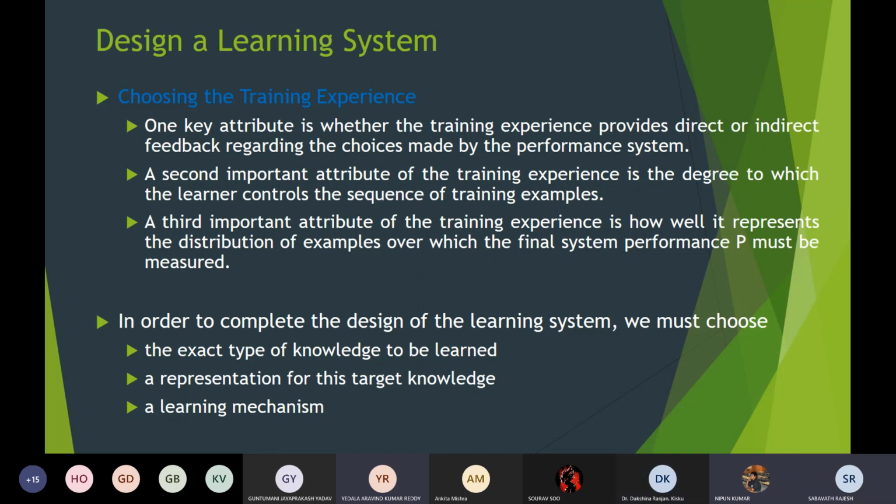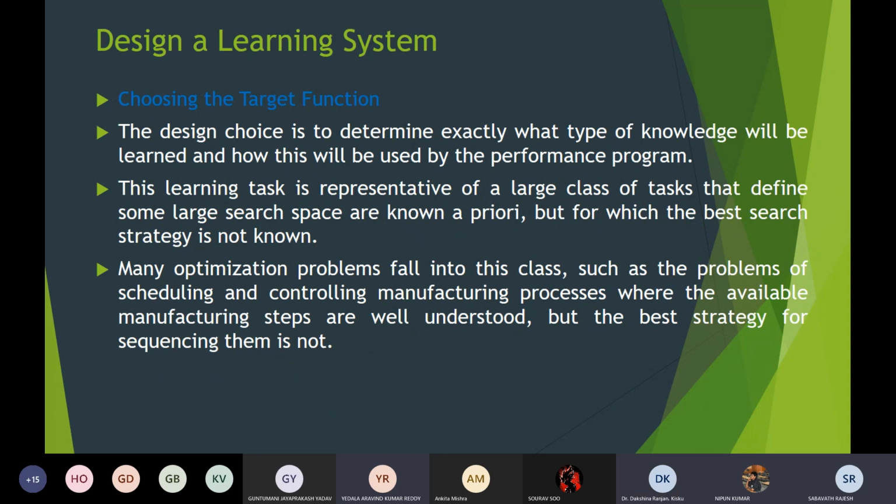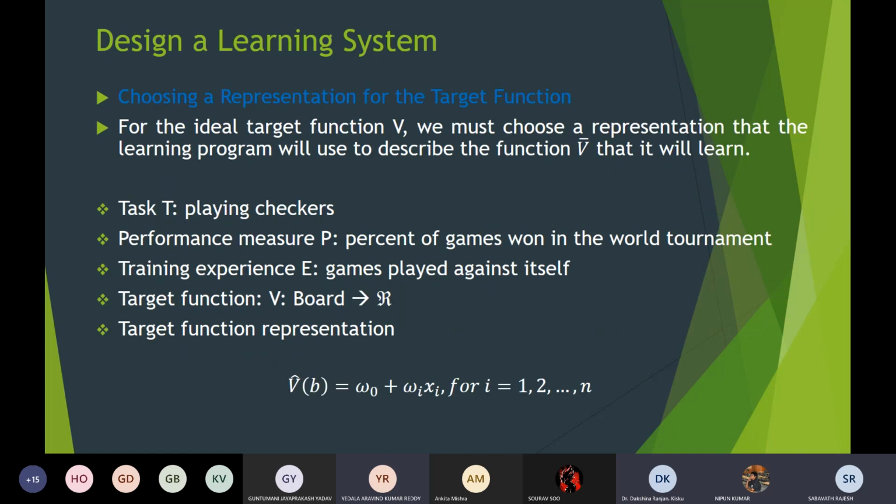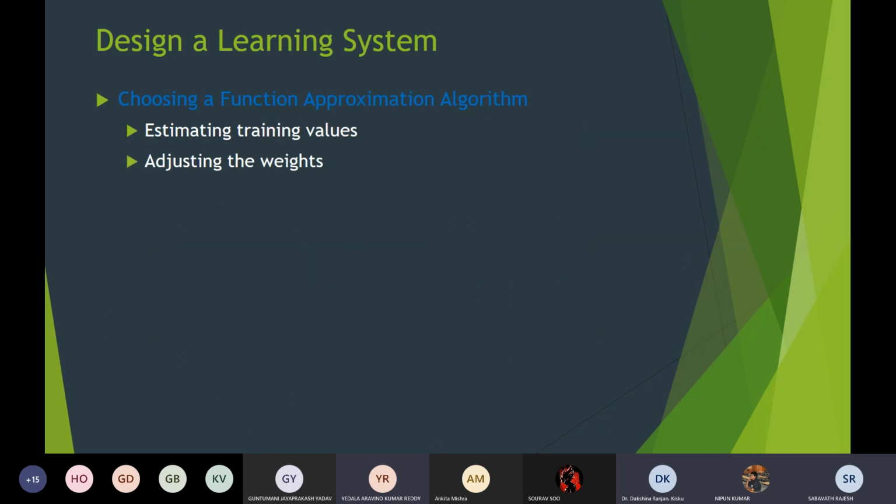There are a few more attributes which are also found to be important for designing a learning system, like the target function, then a representation of the target function, and finally we need to have the function approximation strategy, so that we can optimize the performance and get the best result, or the result which we desire.